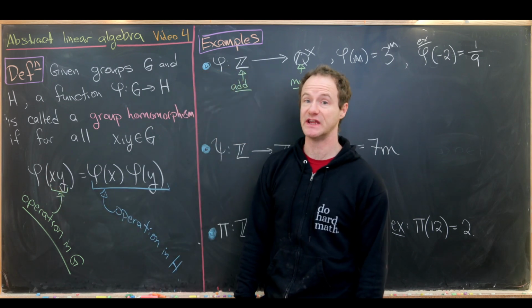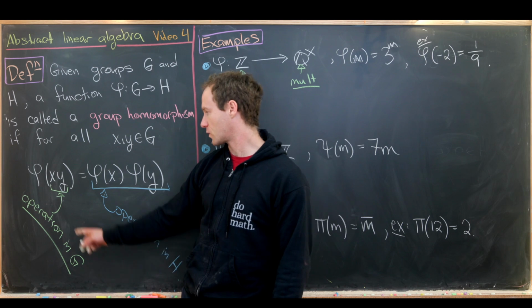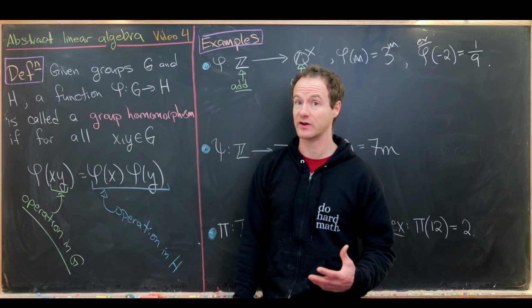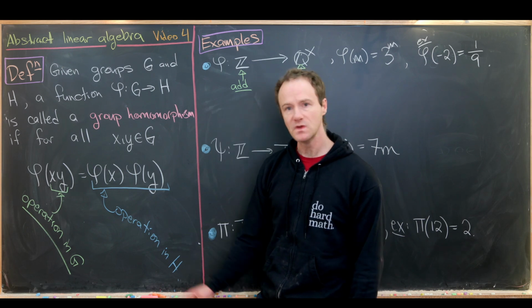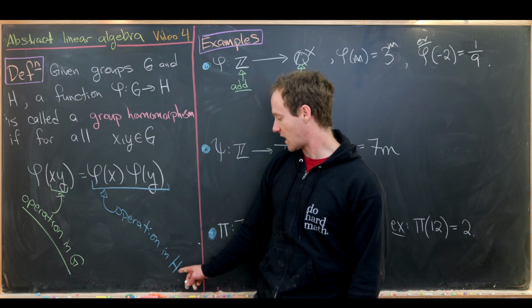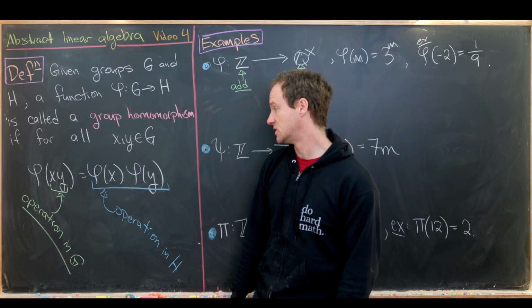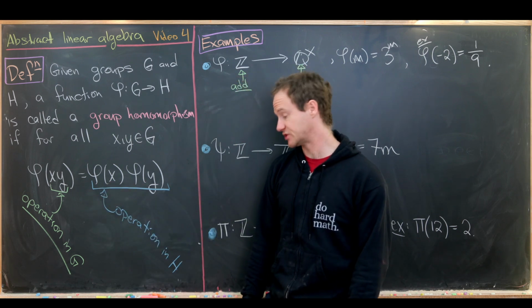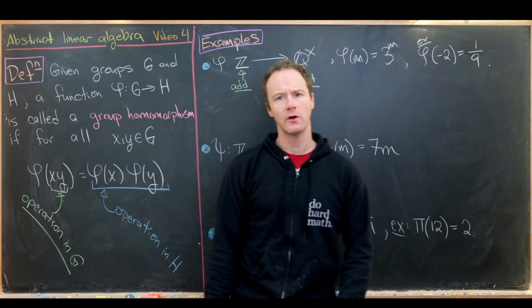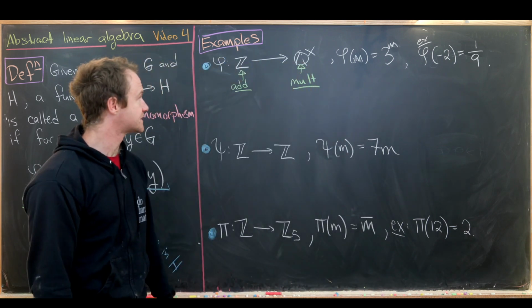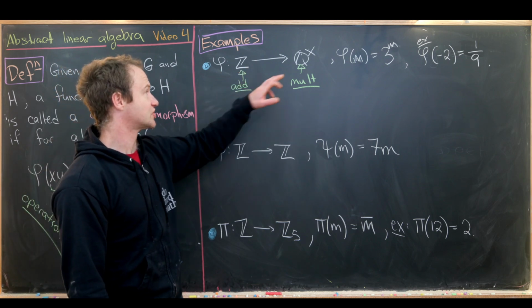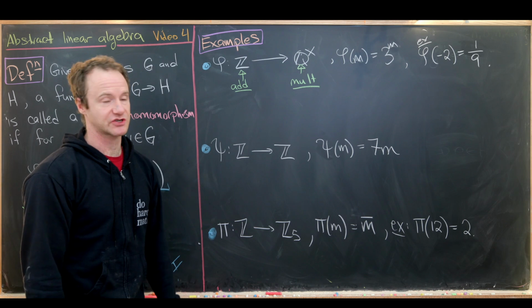The really important thing here is that over here on the left-hand side, inside the parentheses, that is an operation in G. So in other words, we're combining x and y using whatever operation is inherent to the group G. Whereas over here, the operation is in H. So here we're combining phi of x and phi of y using whatever operation is occurring in H. Okay, so let's look at some quick examples. So my first example goes from the integers to non-zero rational numbers.